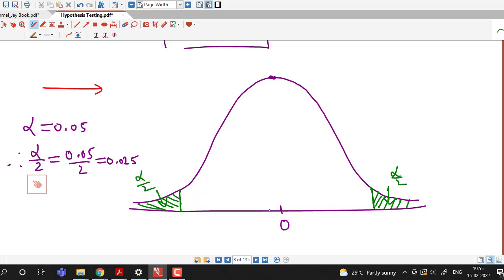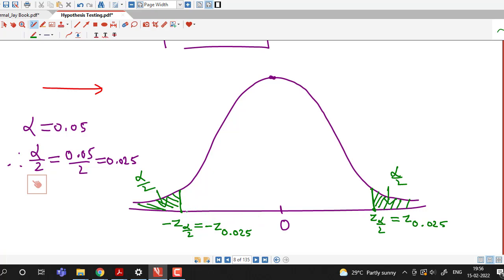So these two areas are alpha by 2. The point corresponding to this is Z suffix alpha by 2. This is minus Z suffix alpha by 2, and alpha by 2 here is 0.025. So we can rewrite here minus Z suffix 0.025.